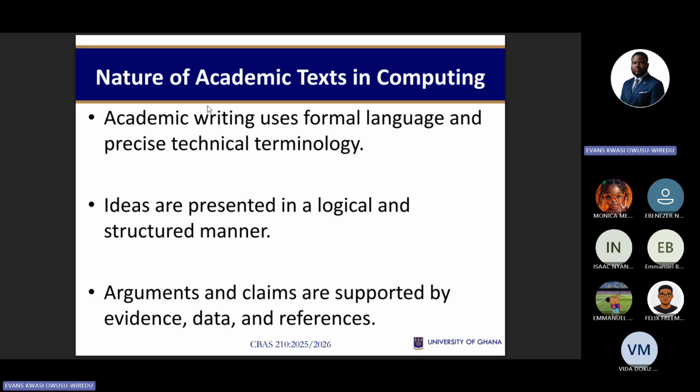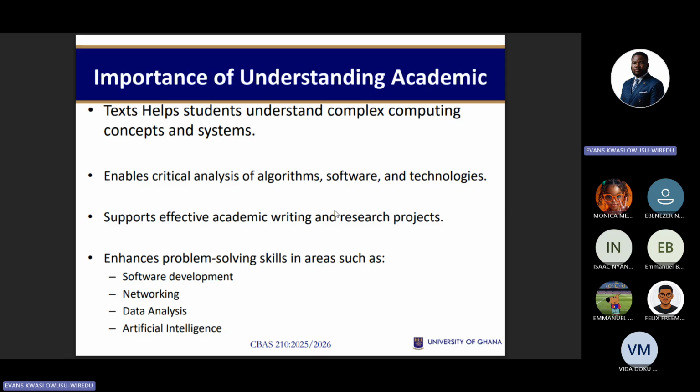So another way of saying nature is the characteristics, right? Or features or structure. So don't let it confuse you, okay? And these ones, if you go to academic writing characteristics, you are likely to see the same thing. So this thing is actually a repetition. I don't want to stay here for long. Let's move on.